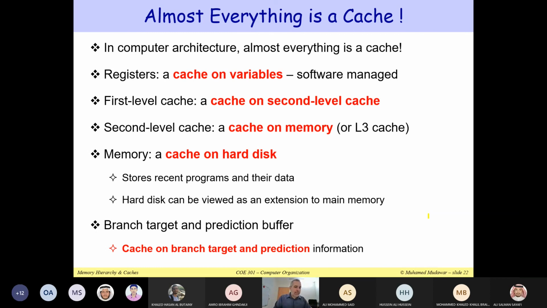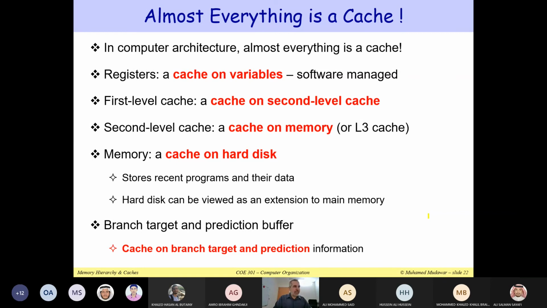I did not talk about the branch target and the prediction buffer. I did not really talk about the branch prediction. I skipped this part in the case of the CPU. But there are also other types of caches inside the CPU that I did not really mention. So there are actually plenty of caches everywhere.